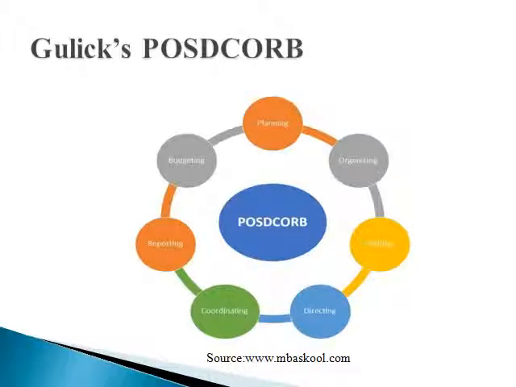Next is Gulick's POSDCORB. Here are the 7 steps he had. And this is a scientific framework used for effectively executing business processes. First is on top, and we're going clockwise. First is planning, which is establishing a sketch of work to be done. Next is organizing. After that is staffing, directing, and coordinating.